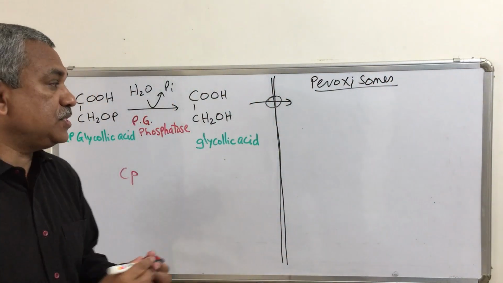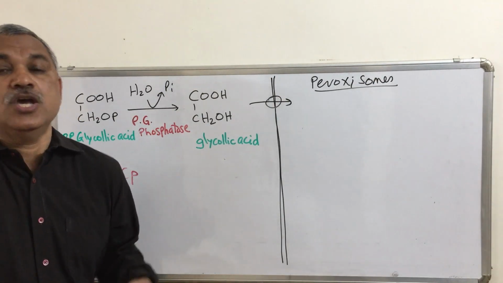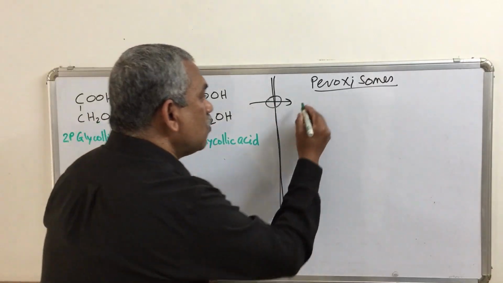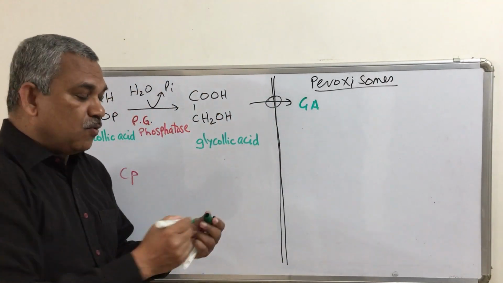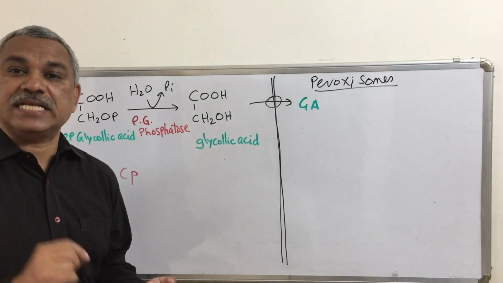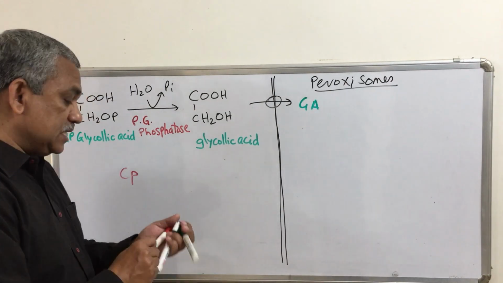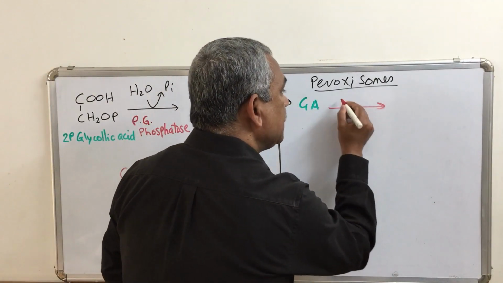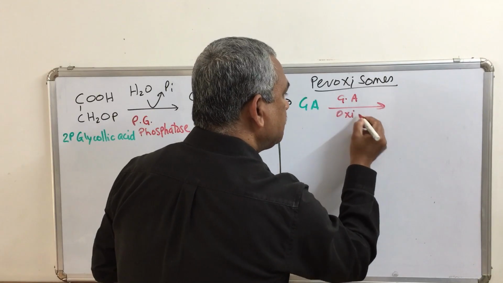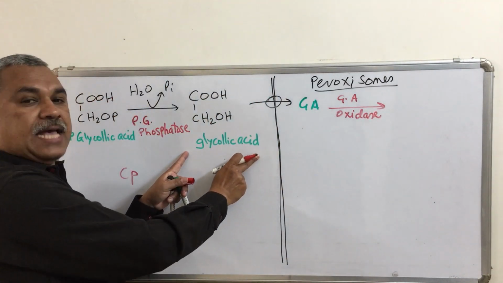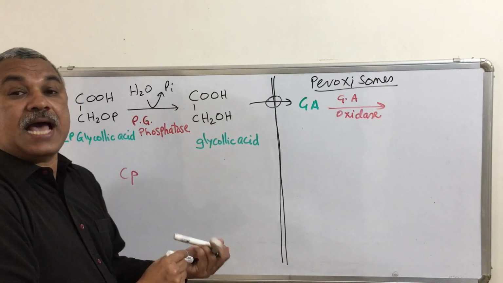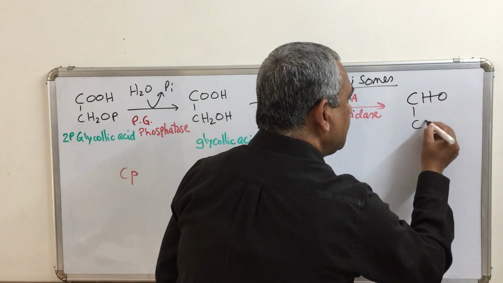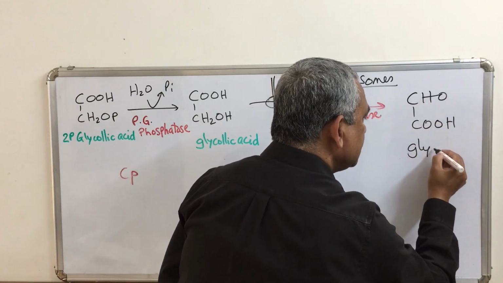Now, in the peroxisomes, the entry of glycolic acid is assumed to be through a diffusion process. Glycolic acid will enter inside. Now, here is glycolic acid, same structure. Once it is inside, the glycolic acid will be acted upon by another enzyme. The name of the enzyme is glycolic acid oxidase. So, glycolic acid oxidase will convert glycolic acid into glyoxylate. This is the structure of glyoxylate.